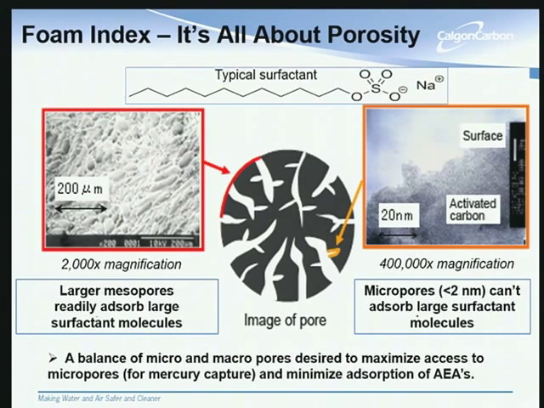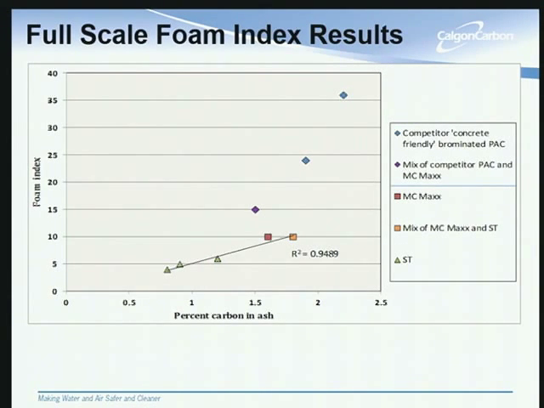Okay. So this is a very crude diagram, but some of the larger pores you can see in a microscope. This is 2,000-fold magnification. The adsorption pores, the smaller ones that we talked about, are very hard to see here even at 400,000-fold magnification, but those pores tend to be less than a nanometer in diameter. Okay. So in the end, what you want is a balance of that micro porosity and macro porosity, so that you can maximize access to your micropores to absorb the mercury like you want to, but minimize absorption of the air entrainment additives.